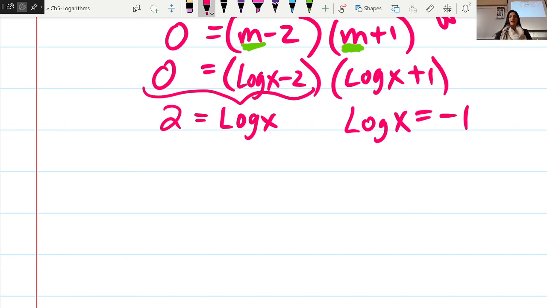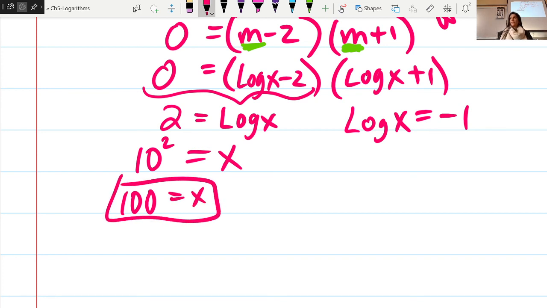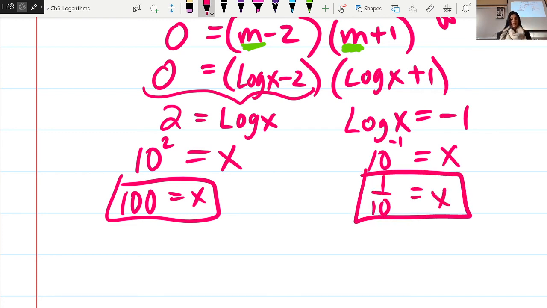What's the base here? 10. So x is equal to 10 to the power of 2 when we change it to exponential form. Are we good with that? So from this, we just found 100 is x. Same idea here. 10 to the negative 1 is equal to x, right? Where we switch it to exponential form. And 10 to the negative 1 is the same thing as 1 over 10 is equal to x, which is what we get here.